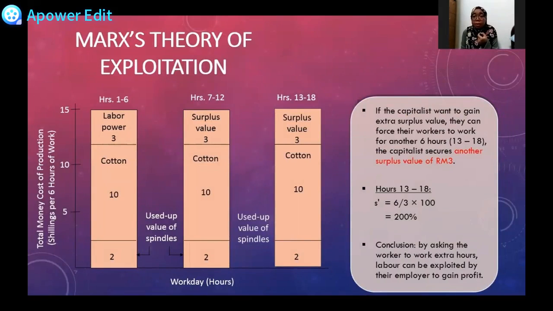If the capitalists want to gain extra surplus value, they can force the workers to work for another 6 hours, which is 13 to 18 hours. The capitalists secure another surplus of 3 ringgit. We can calculate by 6 over 3 times 100, so we can get 200%. So for the conclusion, by asking the workers to work extra hours, labor can be exploited by their employers to gain profit.